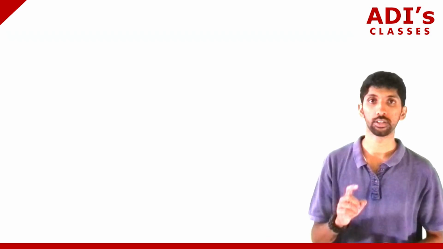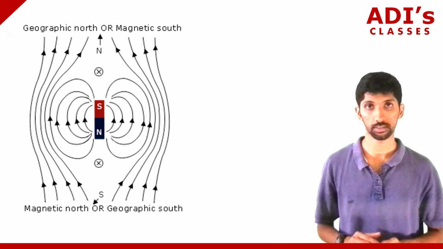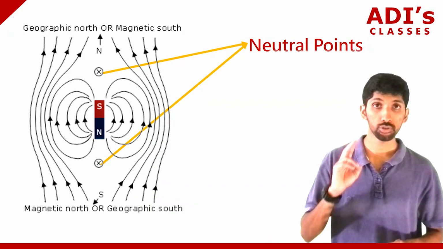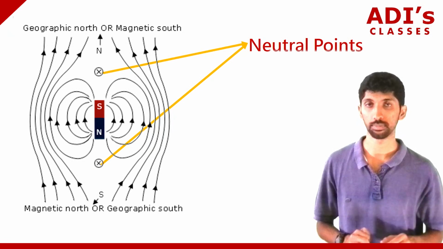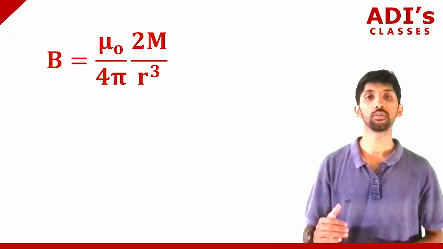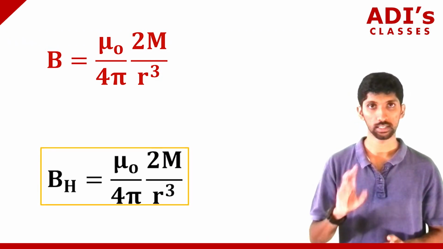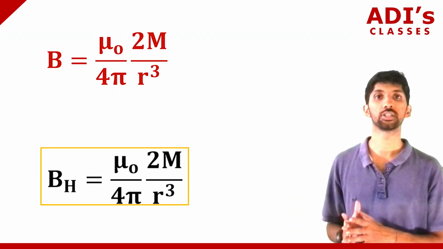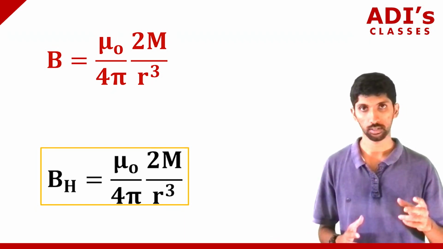The second way of getting a neutral point is, look at the figure, this is how it goes. That is when north pole and south pole are together. You'll get two neutral points here also, and these two neutral points will be in the axial plane. So again we use the dipole formula. We get B is equal to mu naught by 4 pi into 2m divided by r cube, since it's in the axial plane. Now here the horizontal component comes into the picture. So BH is equal to mu naught by 4 pi into 2m divided by r cube. If you know BH, you can figure out the value of r.